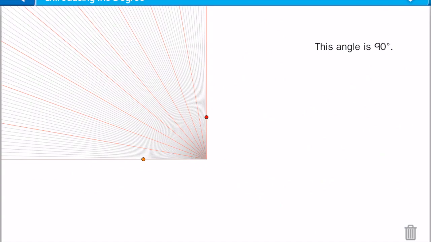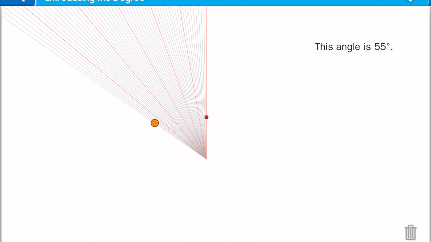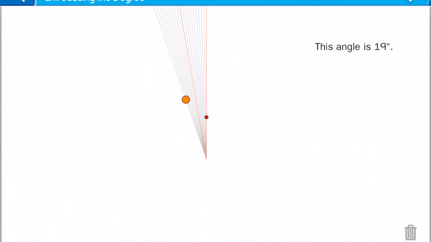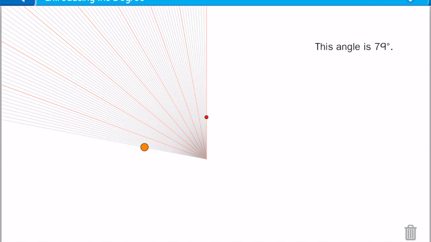An acute angle measures less than 90 degrees. So that's going to look like anything from this. It could even look like this. It could even look like this. Or it could be right at 90. So it could even be this. Anything less than 90 degrees is acute.